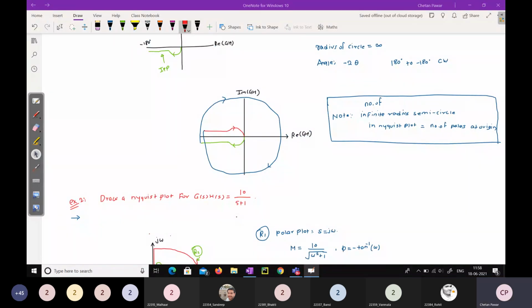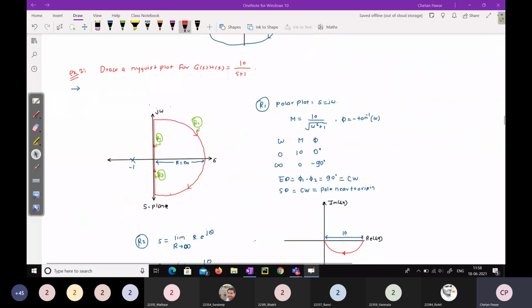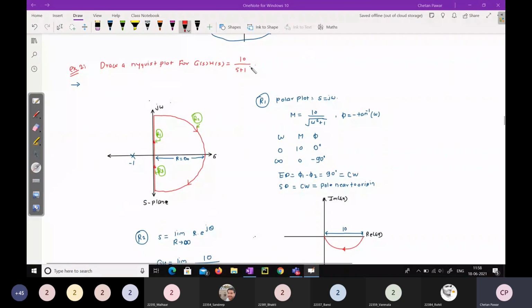Okay, so let us see the second problem here. The open loop transfer function is given and one finite pole is there, that is at -1, and we need to draw the Nyquist plot for this. This will be the Nyquist contour. There are no poles at origin, just a finite pole at -1. So there are only 3 regions.